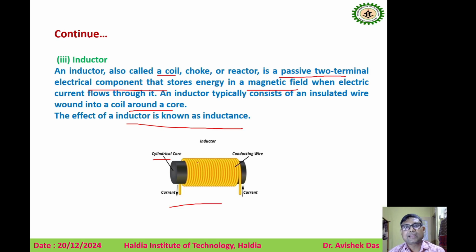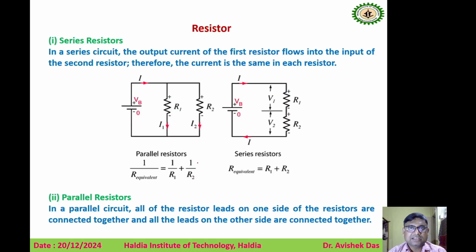In the network analysis, what components are generally used? The components used are mainly resistor, capacitor, inductor and the voltage sources: independent voltage source, dependent voltage source, and the independent current source and the dependent current sources, right? So this is the part of the network analysis. After the discussion of the resistor, inductor and the capacitor, we go to the next slide.